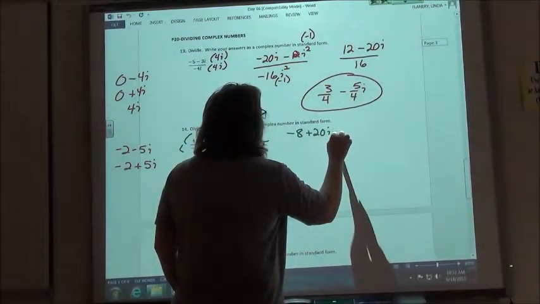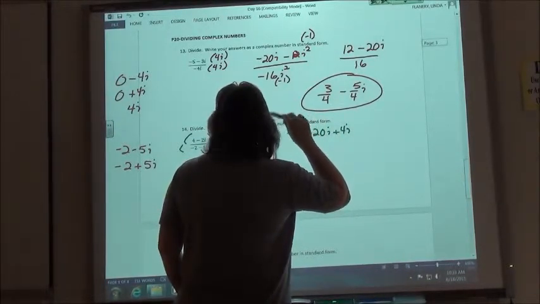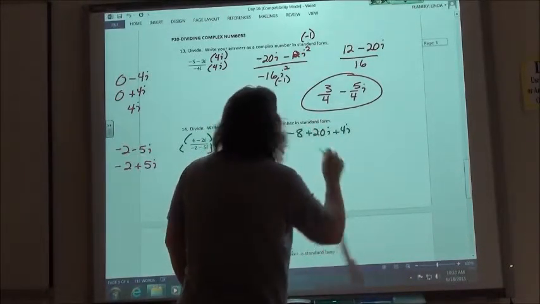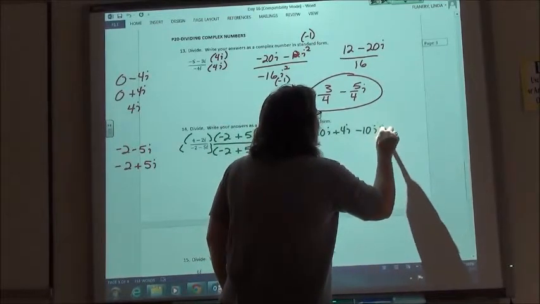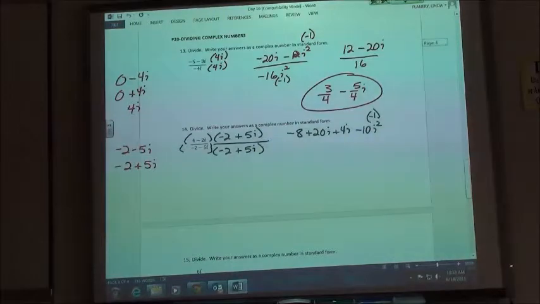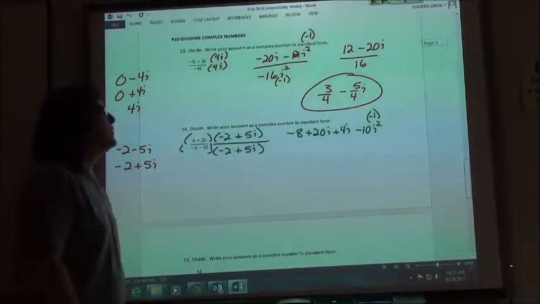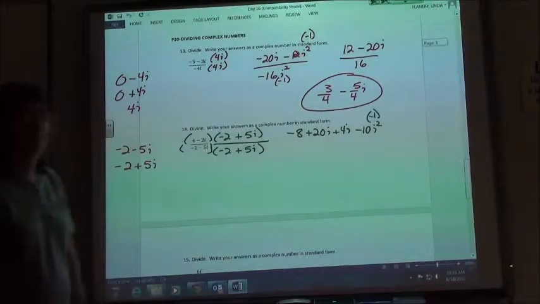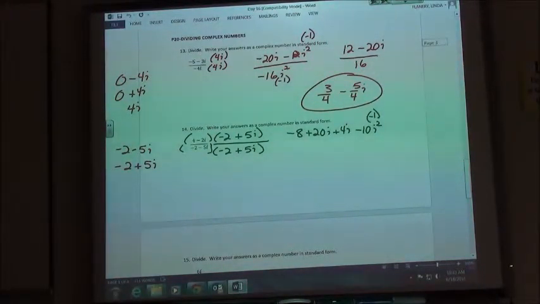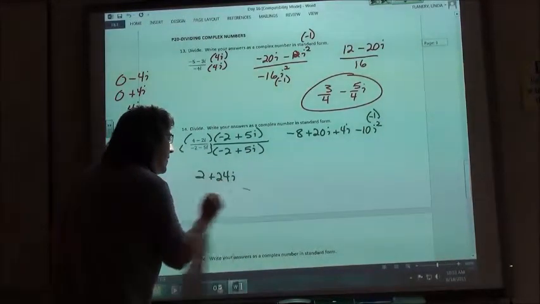Negative 8 plus 20i is then plus 4i minus 10i squared. You put negative 1 in for your i squared, and you combined your like terms, so you got 2 plus 24i on the top of that fraction.